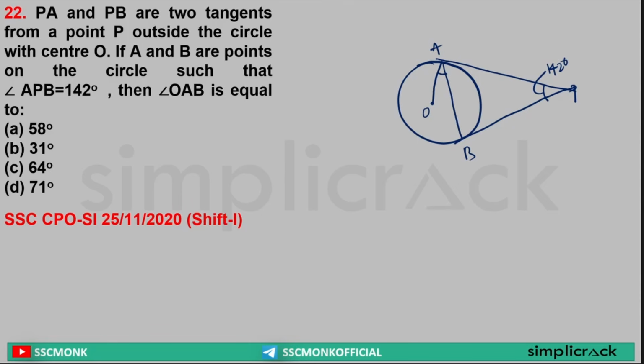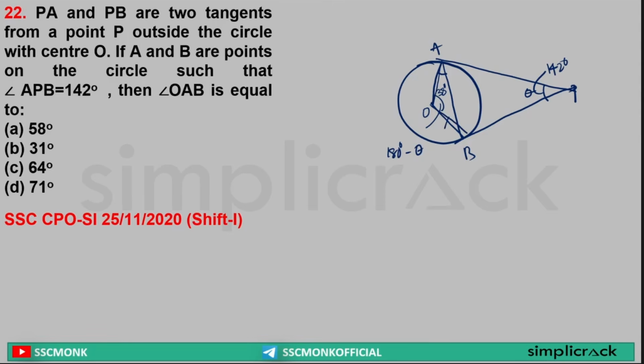Clear? Sorted? Now always remember this thing. If this is theta, this angle will be 180 degree minus theta. Let me write it properly. Because APB plus AOB is always 180 degree. Now this is 142 degree, so 180 degree minus 142 degree is equal to what? 38 degree.